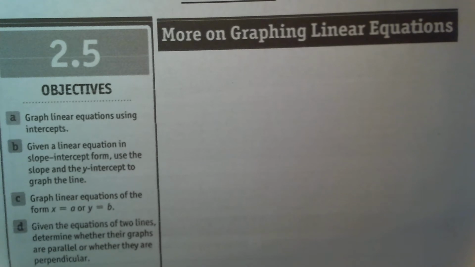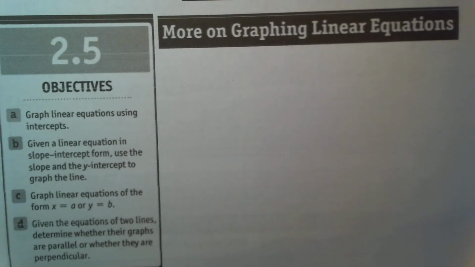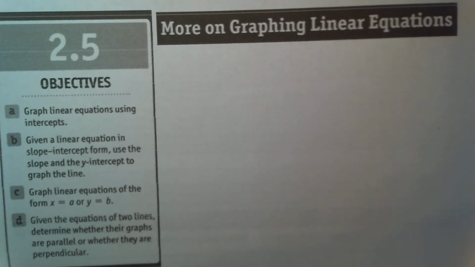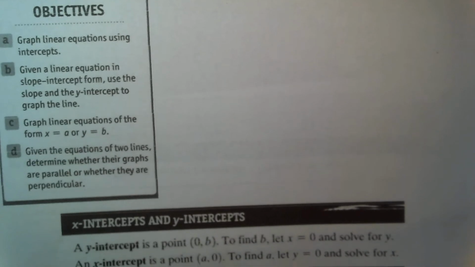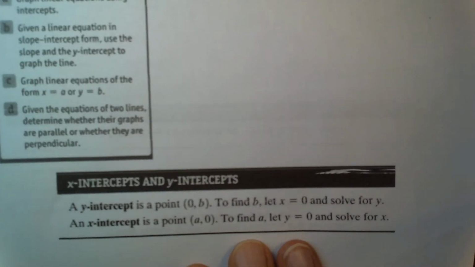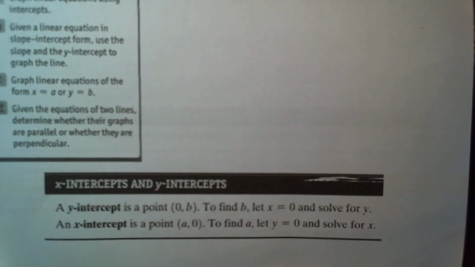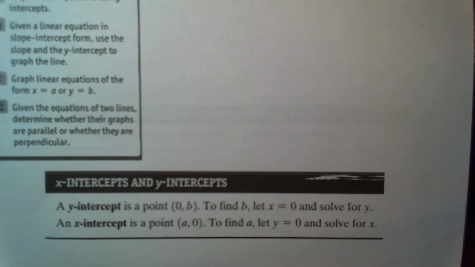And then we graph a linear equation of the form x equals a or y equals b. And then, given the equations of two lines, determine whether their graphs are parallel or whether they are perpendicular. So we will learn all of that in this section. We begin with the idea of x-intercepts and y-intercepts. We talked about the y-intercept already, but how do we actually compute these intercepts?